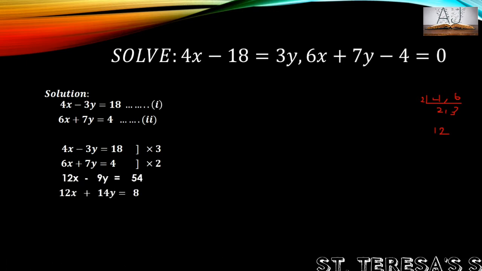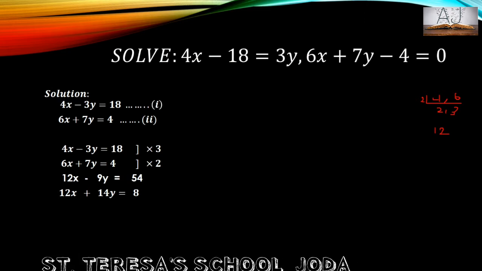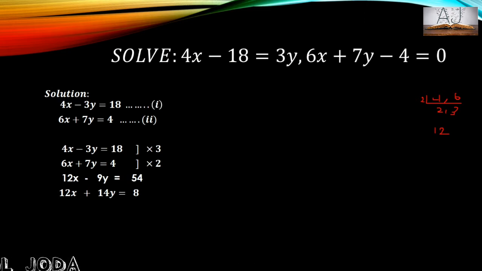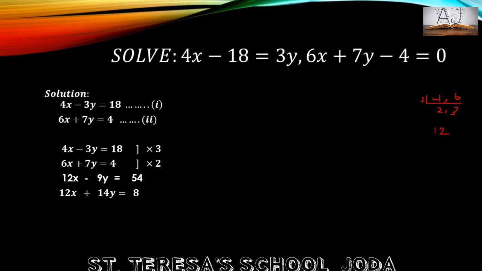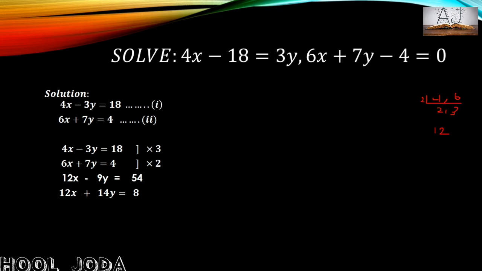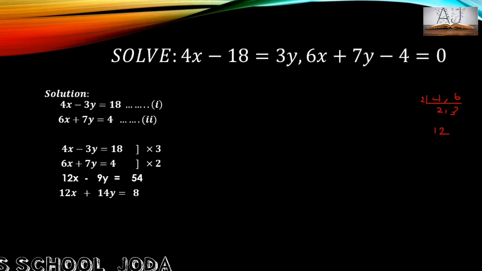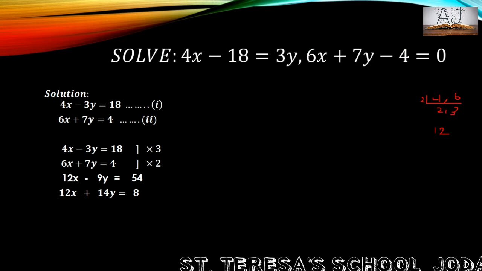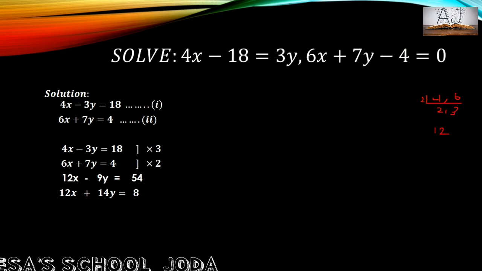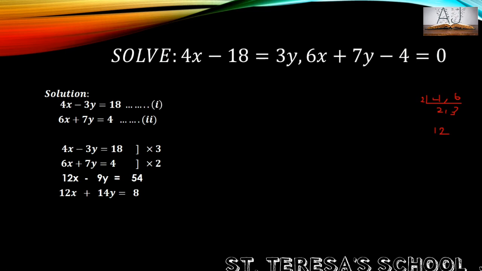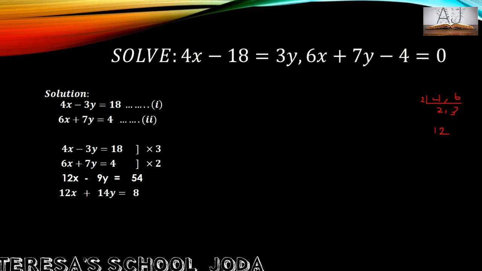When you multiply the first equation by 3, you get 12x minus 9y equal to 54. Yes, 18 3s are 54, and 3 3s are 9. And when you multiply the second equation by 2, 12x plus 14y is equal to 8, since 4 2s are 8. Now you can see that before x in both equations we have 12. This is what we wanted to do. We wanted to make the number in front of one of the variables equal. So the numerical coefficient of x is 12 in both cases.